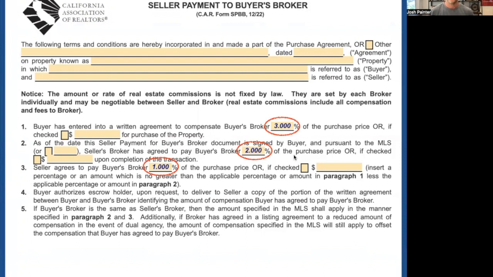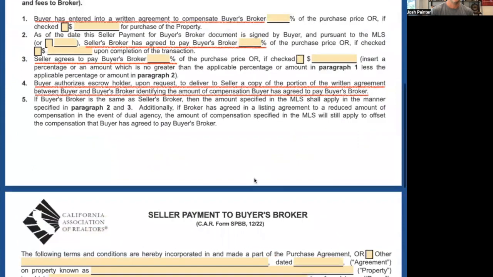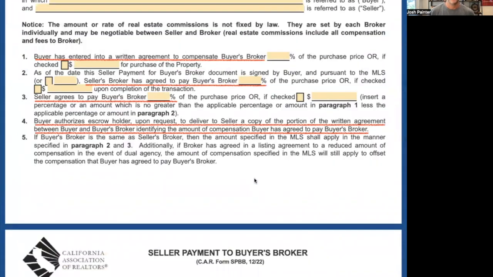So a lot of agents are just checking the box and including it with their offer. And it's like, no, you don't have an exclusive agreement. They think that it's a way for the seller to pay more commission. It's not. You can even see in line four, buyer authorizes escrow to deliver seller a copy of the portion of the written agreement. So in most cases, you probably don't even have a written agreement, and yet you're authorizing escrow to deliver this copy. So to summarize, this form is only for when buyers have an agreement to pay the buyer's agent's commission and there's a difference in the MLS.